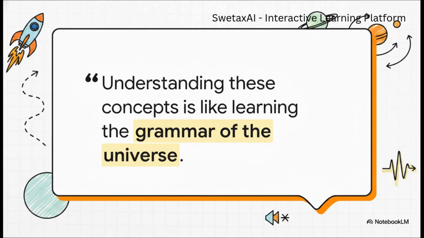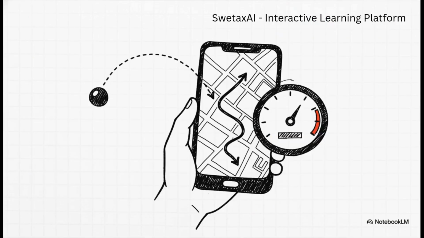And this is exactly why it's so powerful. I mean, understanding position, velocity, and acceleration, this isn't just about passing a physics exam. It's literally like learning the grammar of the universe itself. It's the fundamental language of how everything moves and interacts. And the thing is, you are using this language all the time, even if you don't realize it.